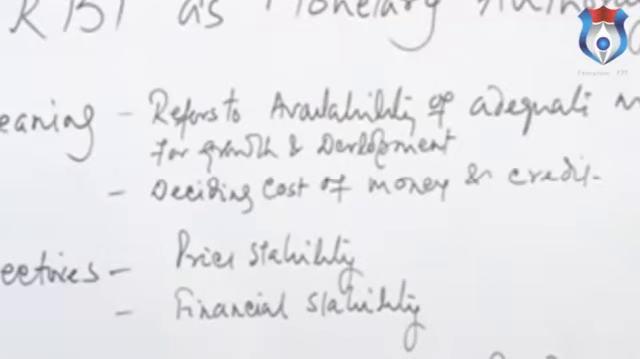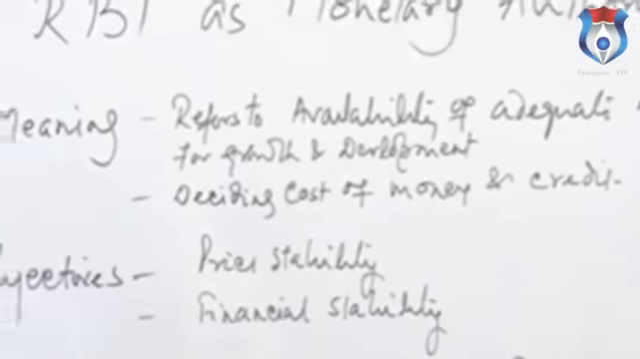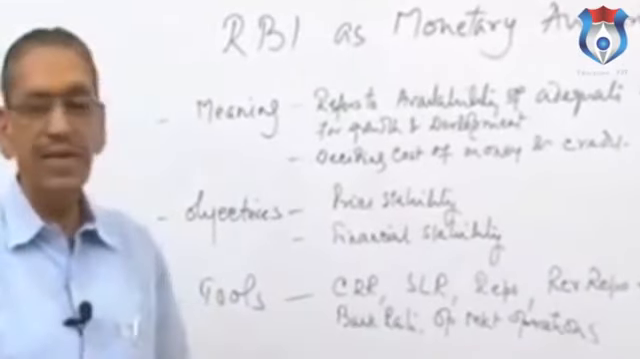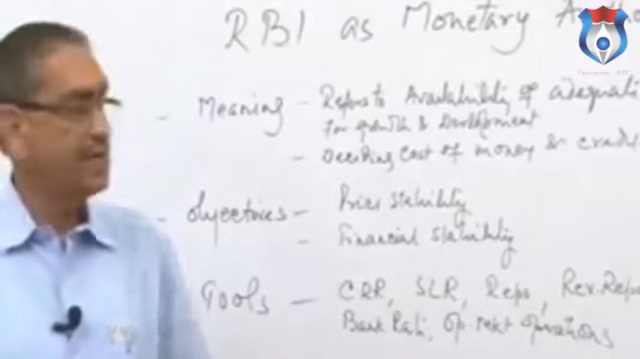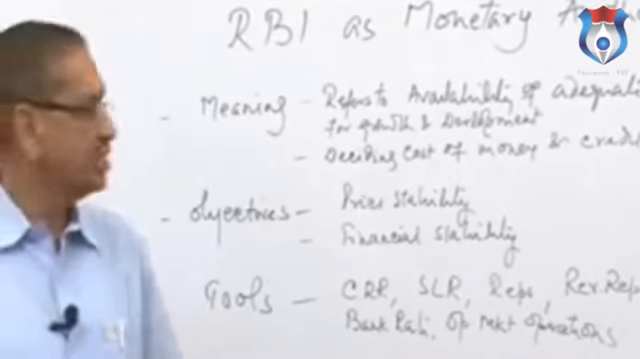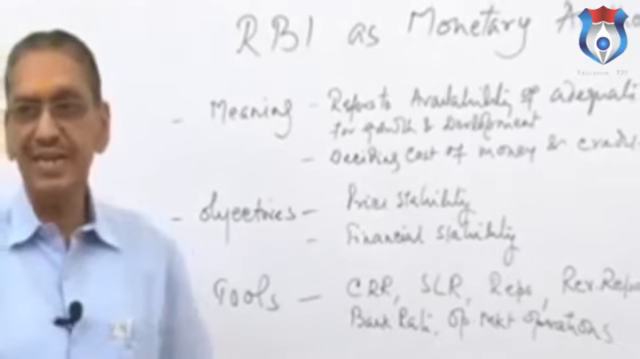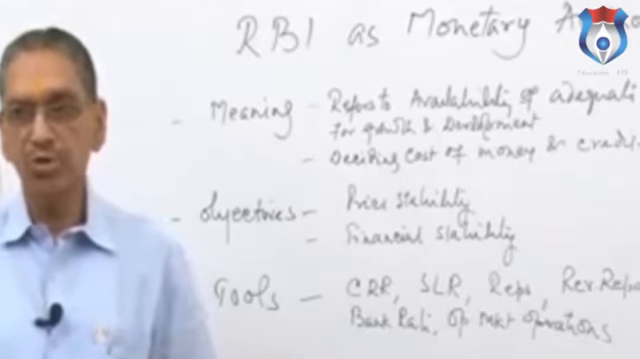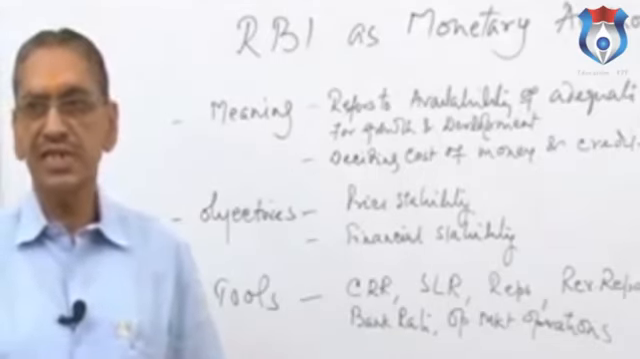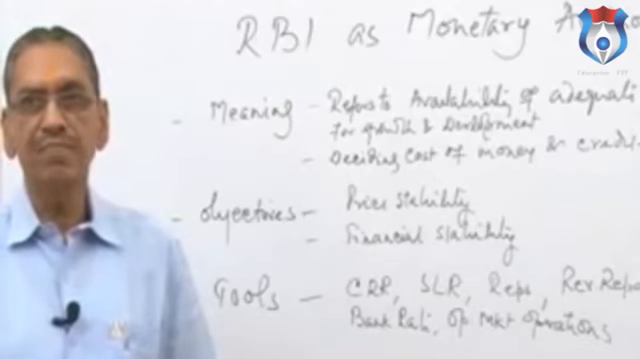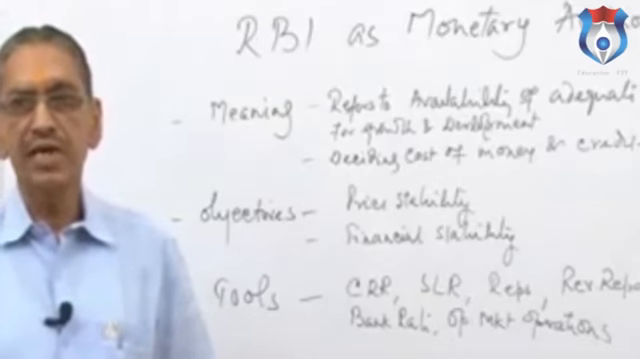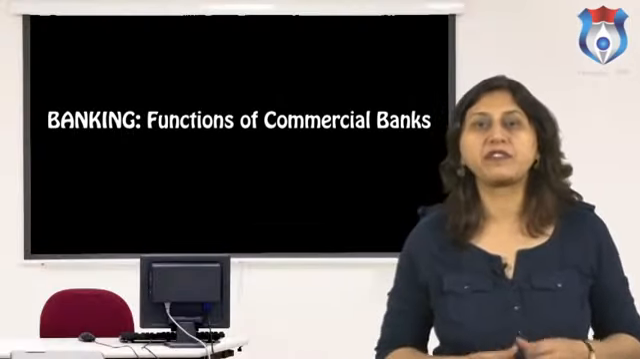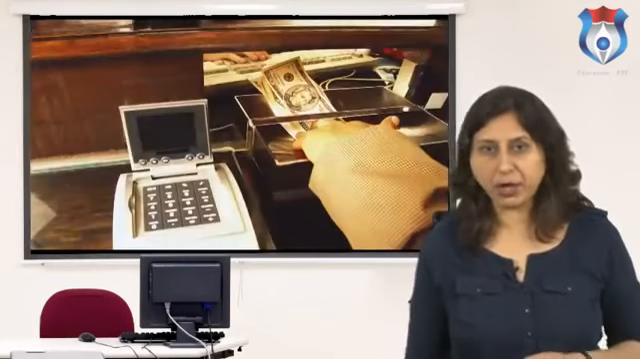So far as the meaning is concerned, I would like to make it very clear that the basic policy of the monetary authority, as Reserve Bank of India does, is making available adequate money for growth and development. Reserve Bank also decides the cost of money and credit, and based on this, it announces its monetary policy. For announcing monetary policy, Reserve Bank of India undertakes a review of the economy quarterly, and in each quarter, a mid-quarterly review.